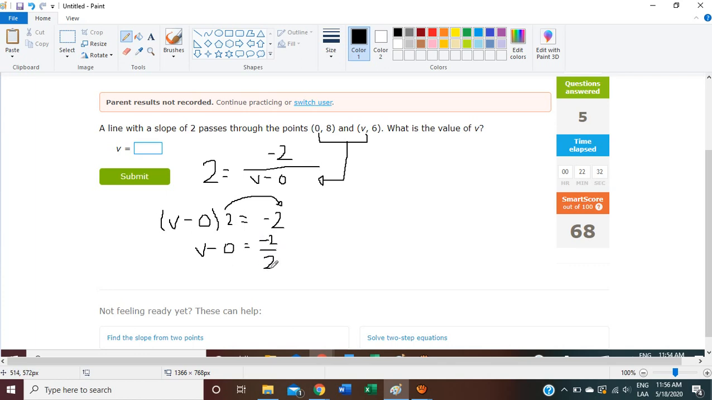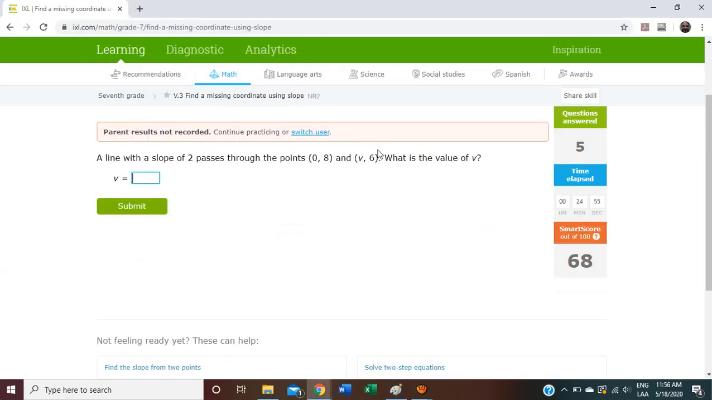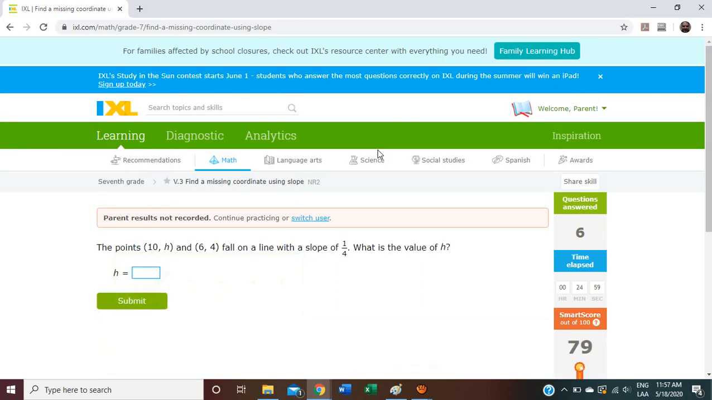All right, so v minus 0 is going to be v, right? So I am not going to write this minus 0 anymore. So v equals negative divided by positive equals negative. 2 divided by 2 equals 1. So this is the final result. V equals negative 1. Okay, fantastic. Let's do the next one.